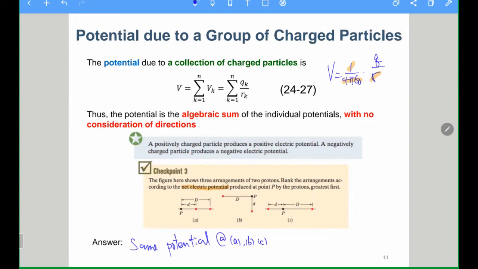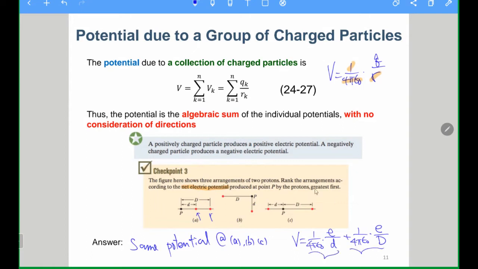So in this case, all of these red dots are protons, which means that the charge amounts are all the same, an elementary charge E. So for A, B, C at point P, the potential will be nothing but 1/4 pi epsilon naught times E over d, plus 1/4 pi epsilon naught times E over capital D. So we have two charges for each of the cases, so we need to calculate each one by one.